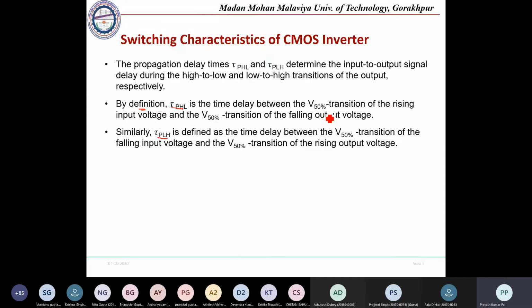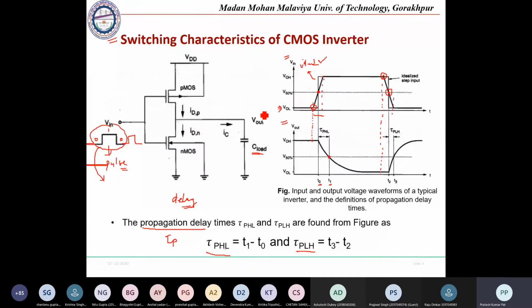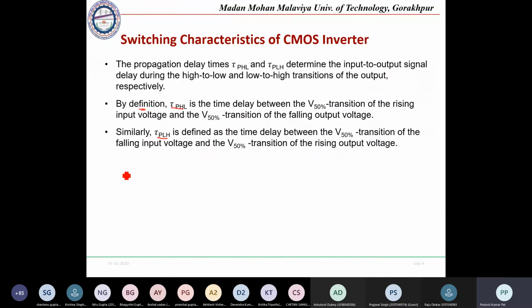This is the basic definition, and one more term we will be considering. The input is considered to go from VOL to VOH, so it is changing from low to high. This is like rising. The input is rising. And again here, our input is changing from high to low, so it is falling from high to low voltage. So there is another term, called rise time and fall time.